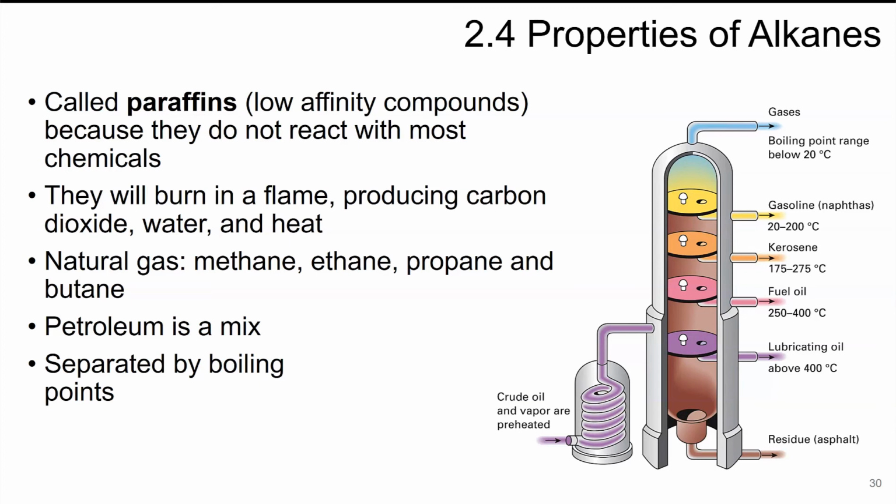Petroleum is often a mix of different alkanes found in crude oil form, and can be separated by their different boiling points. So you can see in the figure here, there's crude oil that is being heated up, and as the temperature increases, the more volatile gases are the ones that will travel higher and have the lower boiling points, and those will get collected up here at the boiling point range below 20 degrees. Gasoline has boiling points between 20 and 200. Kerosene is higher. Fuel oil and then lubricating oil has temperature above 400 degrees. Any residue that's left over is converted to asphalt.